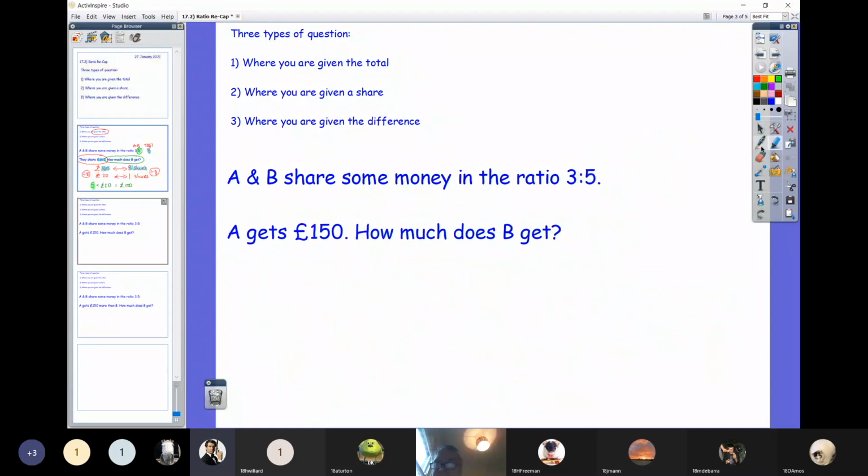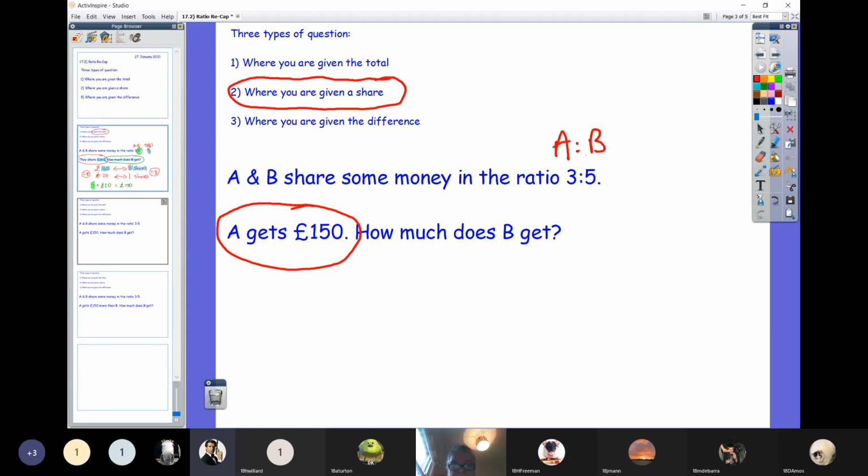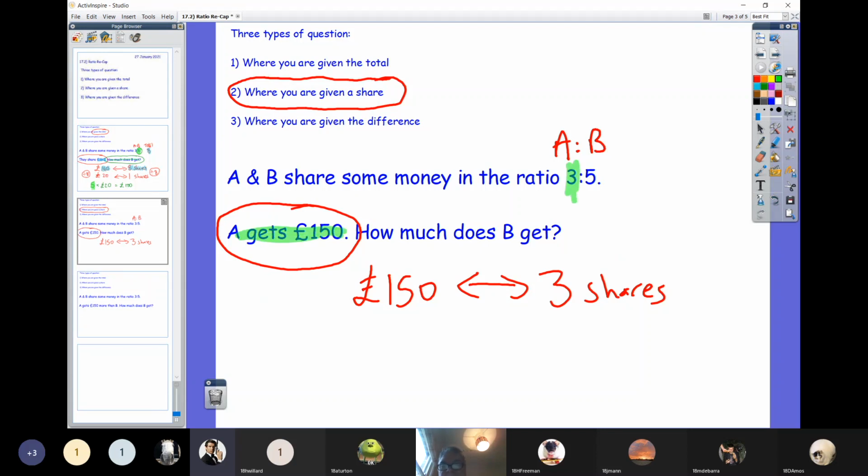Now, secondly, they could give you what one specific person gets. So this wording now says that A gets 150, not 150 in total. A gets 150. So A has the 3 shares, so that £150 is the 3 shares. Okay, that £150 is the 3 shares.